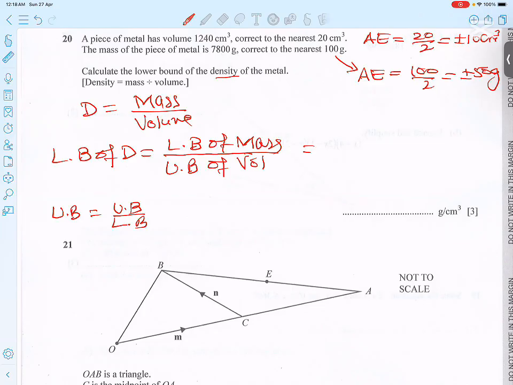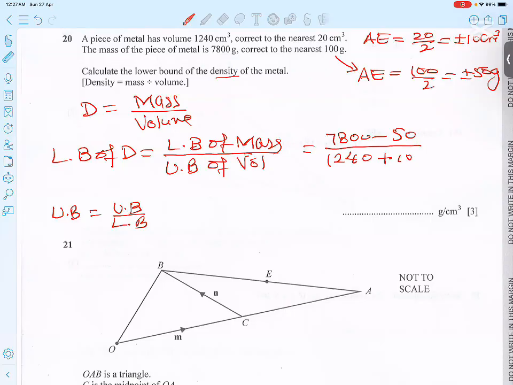So let's try to complete a question. So how can we find the lower bound of mass, students? Mass is 7800 grams. So I'm writing here 7800, because I'm looking for lower, so I will subtract 50. Upper bound of volume, students, I need the upper bound. So volume is 1240. Upper bound means adding. Adding what? This 10.